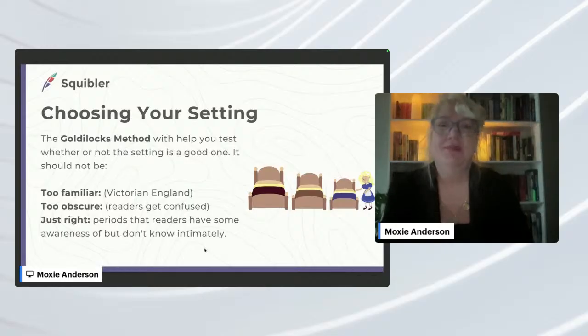Also, one way to test your setting choice is what we call the Goldilocks method. It will help you to test whether or not this setting is a good one. So it shouldn't be something that's too familiar. For example, there are a lot of mysteries set in Victorian England. So if you're going to write in something that's familiar, what are you bringing that's new? It shouldn't be something that's too obscure either. It might confuse readers if there's no way for them to ground themselves in this era that you're writing about. So you want to avoid the too familiar and the too obscure, and you want to aim for that nice Goldilocks zone, the just right section. These are periods and eras of time that readers have some awareness of, but they may not know intimately or very well.